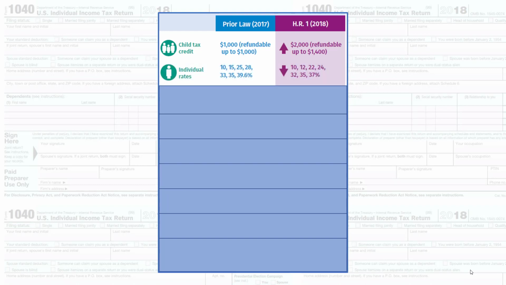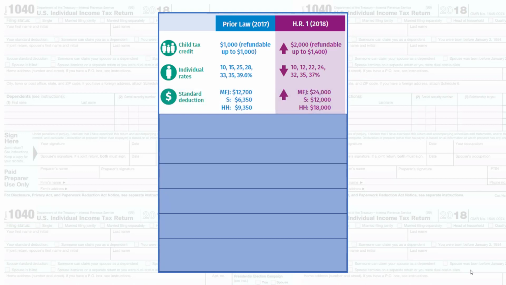The individual tax rates have changed. In 2017 we had a 10, 15, 25, 28, 33, 35, and 39.6% individual rate. The 10% rate is still with us for 2018, but we now have a 12, a 22, a 24, a 32, the 35% rate is still with us, and the 39.6% rate has dropped to 37%.